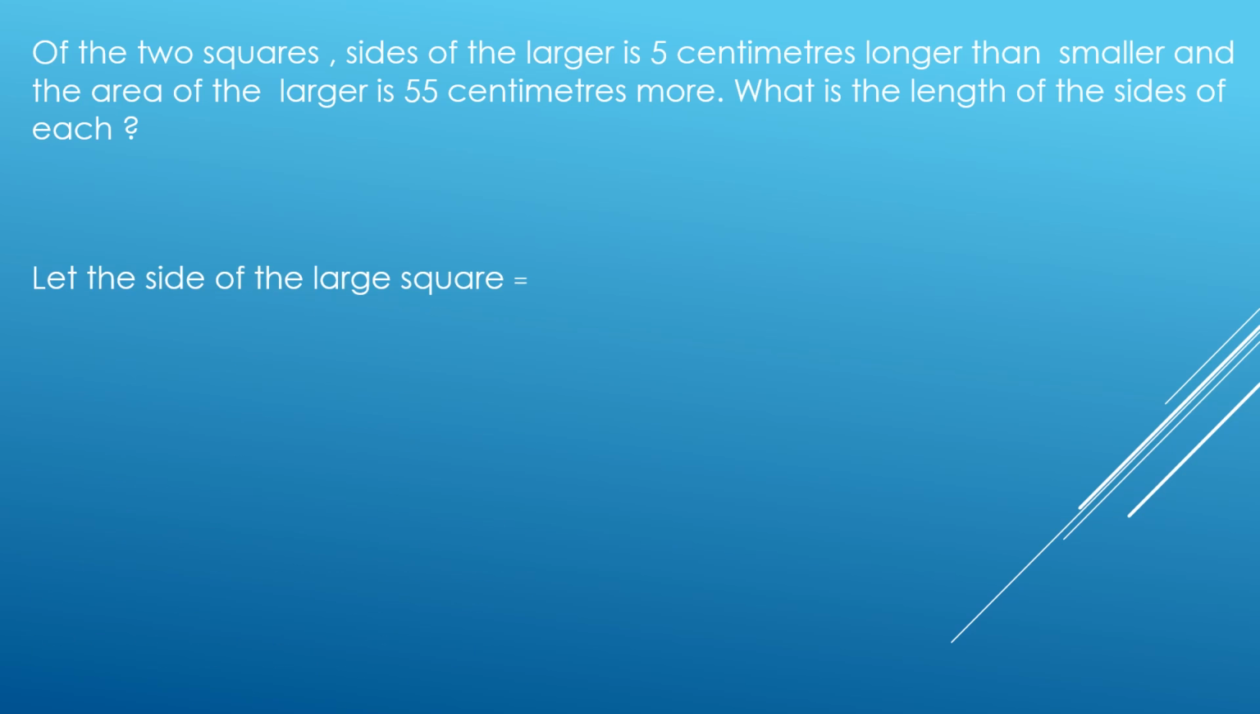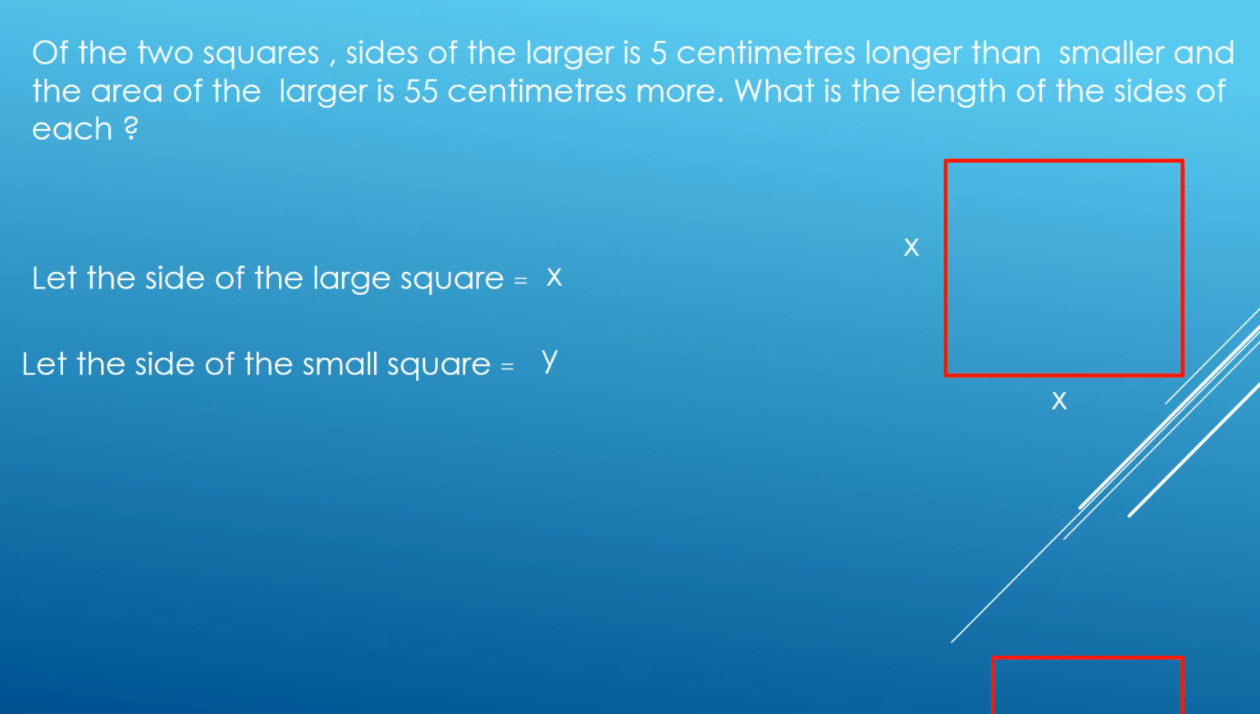Good. Let the side of the large square be, it's unknown, and we call it x. Good. Then what will be the next step? Yes. Then let the side of the small square be, good, y. So we have taken the large square with side x and the small square with side y. Then my question is, what is your next step? Look at the question and tell me.